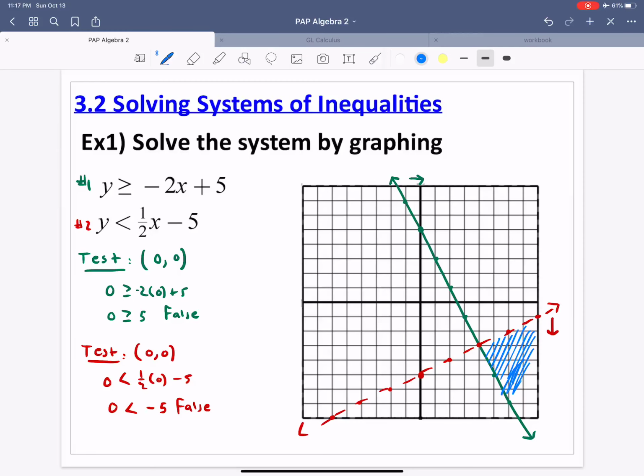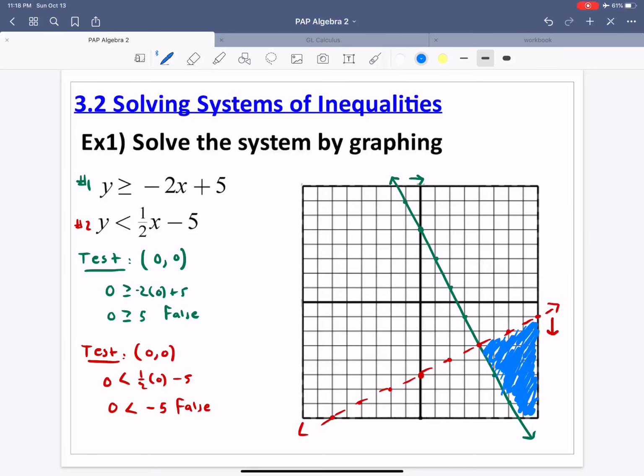Make this a little bit bigger here. There, that's better. It's this little section right here. What this little section that I'm shading is, that's the overlapping shaded region, and that section of the graph represents all of the ordered pairs, the x and y combinations that make both inequalities true at the same time. Okay, it's called our solution region. It's the part that's double shaded.